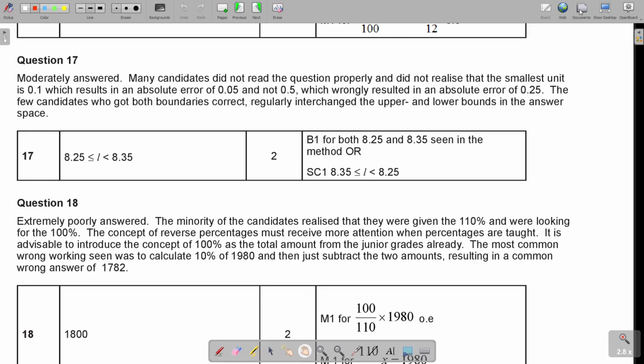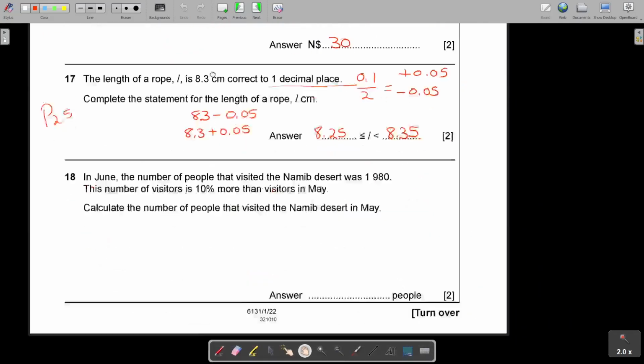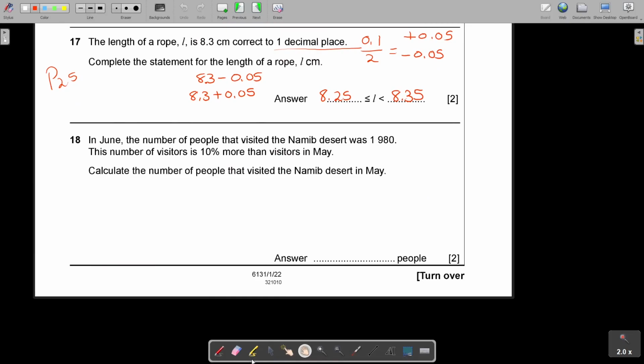Okay. And then we're going to go back and we're going to do the final question in this video, and that will be there. So basically, in June, the number of people that visited Namib Desert was 1980. This number of visitors is 10% more than the visitors in May. Oh, it's that reverse percentage. Calculate the number of people that visited the Namib Desert in May. That's on page 14. Okay, reverse percentage.